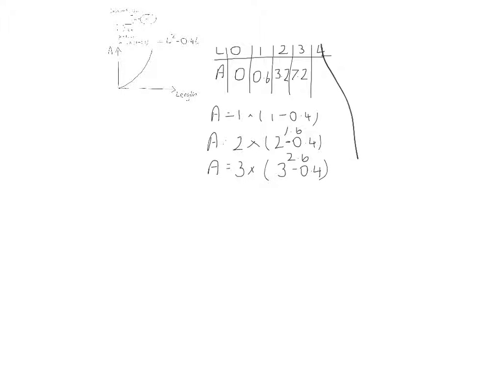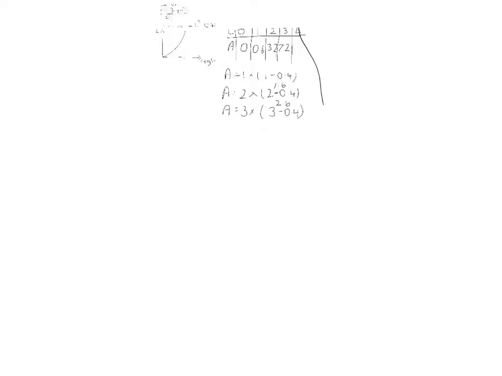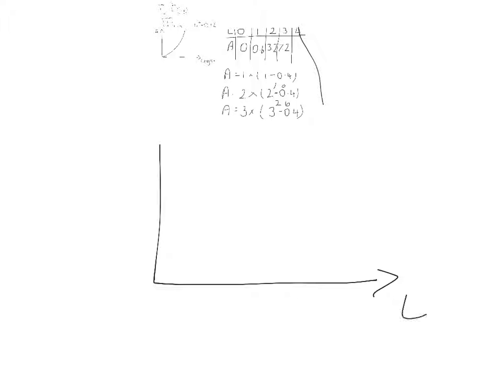Part C says, use this graph to find the dimensions of the tablecloth if the area of the tablecloth is 3.2. So in order to do that, you need to have your graph, length, area, which you will do properly on graph paper. And if we're saying the area is 3.2, well, that's about there. You come to the graph and you come down here.